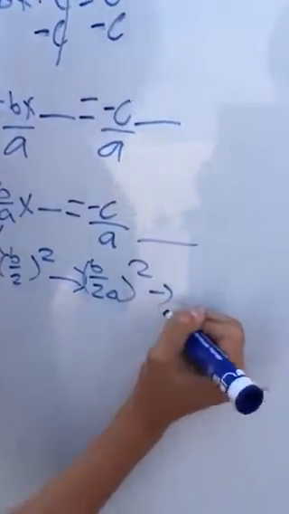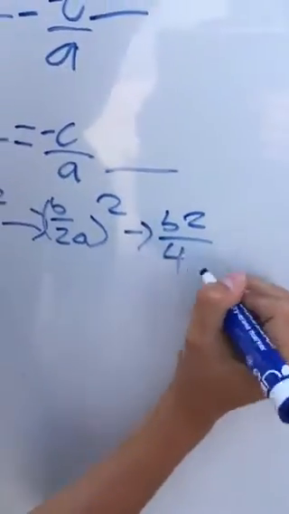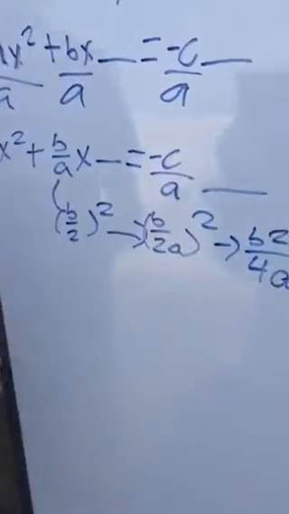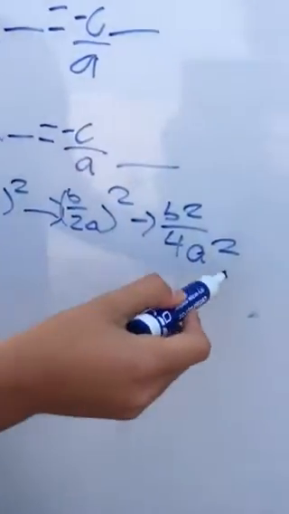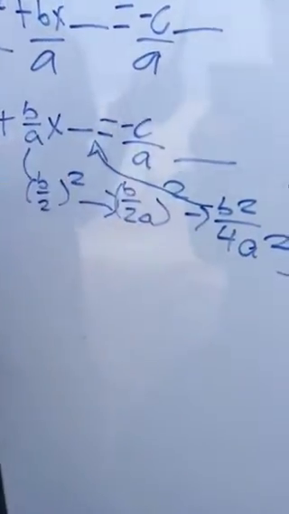We are going to get b over 2a parentheses squared. And this is going to turn into b squared over 4a squared. Now, we're going to add this to both sides of the equation, because what you do to one side, you got to do to the other, as we know.